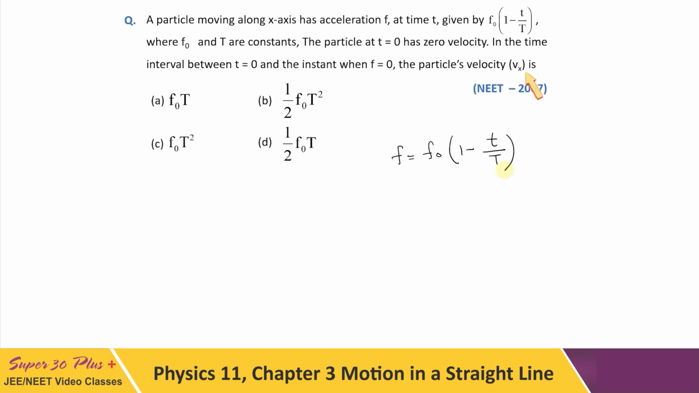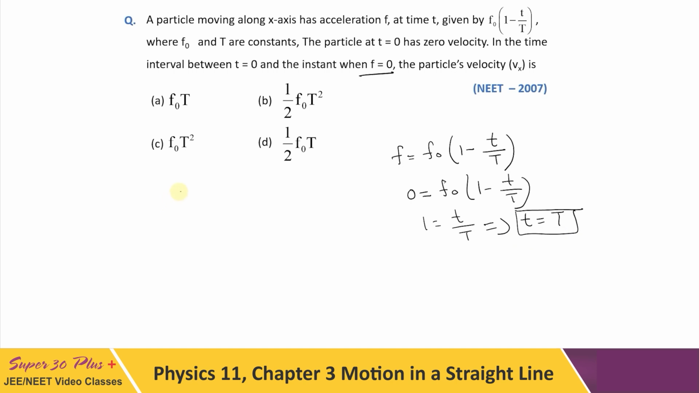Let us see when this f will be 0. So let us get the value of time at which f will be 0. Simply substitute it as 0, f naught into 1 minus t by T. From here you can see that 1 should be equal to t by T and we get small t is equal to capital T. So at this time acceleration has become 0. We have to calculate velocity in the time interval t is equal to 0 to this value.